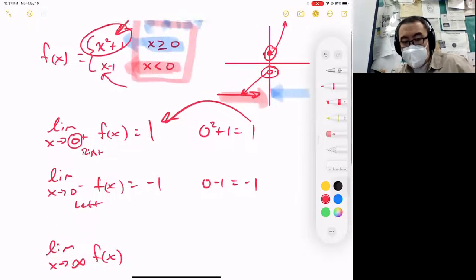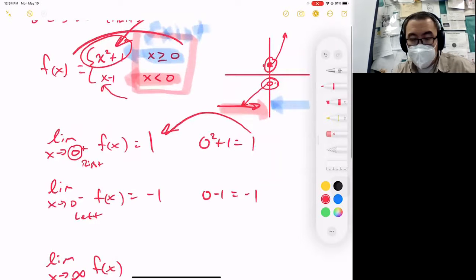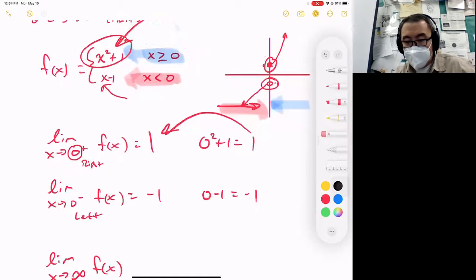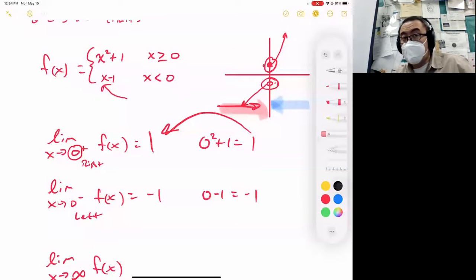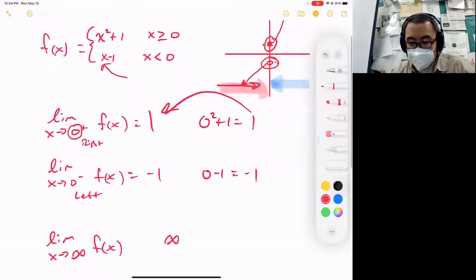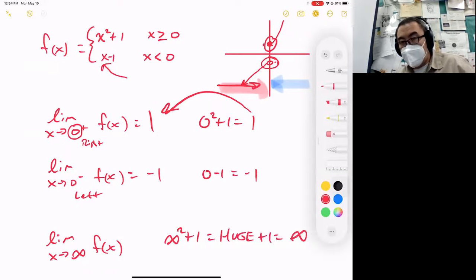Which of these two equations would be positive infinity? Would it be the top equation or the bottom equation? Which domains here would include infinity? Hopefully you're saying that the top one is x greater than 0, and infinity is bigger than 0. So we would use our top equation. So infinity, you can think of it as infinity squared plus 1, a huge number plus 1. A huge number plus 1 is a huge number. That's going to lead us to infinity. It's not bounded. It's going to keep on going.